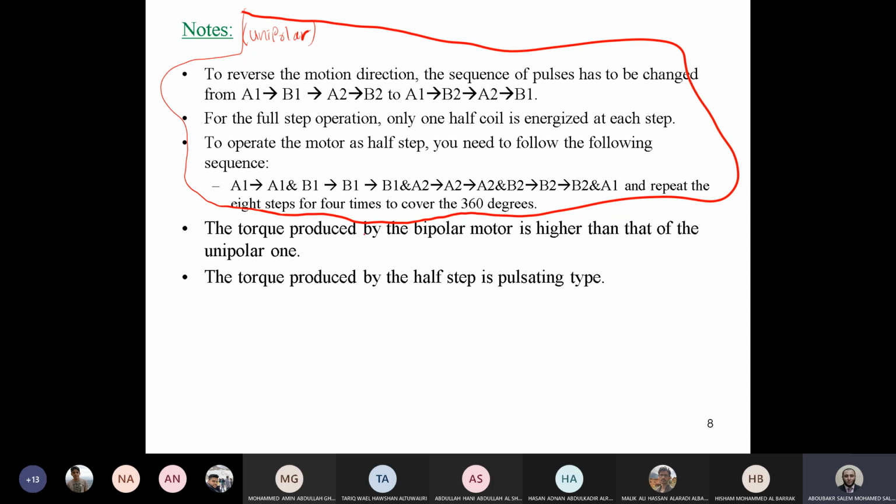Then the torque produced by a bipolar motor is higher than the torque of a unipolar motor, according to common operation. If we compare between full step in unipolar and bipolar, or half step in unipolar and bipolar, you will find all the time bipolar has higher power because of the higher torque. Again, the torque produced by half step is pulsating torque, and this is considered one of the drawbacks of half step operation. The torque is pulsating.